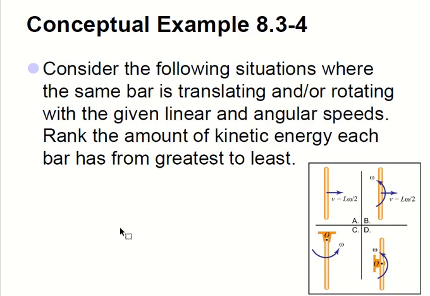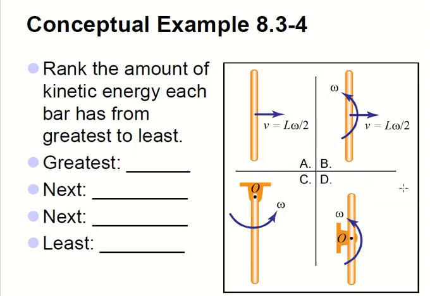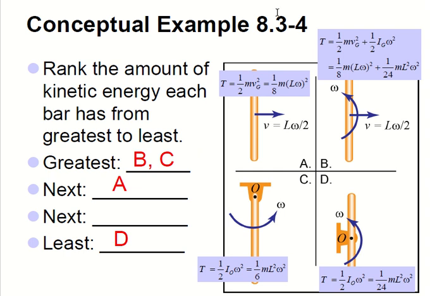Alright, so consider the following situations where the same bar is translating and/or rotating with the given linear and angular speeds. Rank the amount of kinetic energy each bar has from greatest to least. So let's take a look at it in a bigger picture. I'm just going to put the equations here so you can see them. The very first thing we look at is your velocity, and then your length, and omega, your angular velocity, divided by 2.